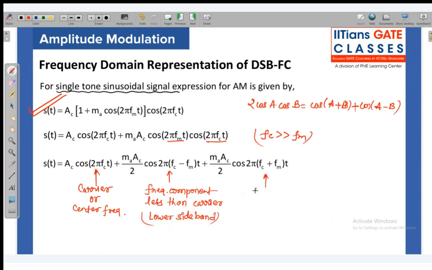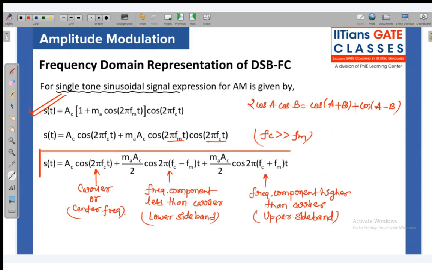Now this frequency component is more than the carrier, because you are adding something. When you add something, the frequency component is higher than the carrier. The frequency component higher than the carrier is the upper sideband, because you are going to the upper side. So it is the upper sideband. Now these three different terms are clear. Is it clear to all of you?